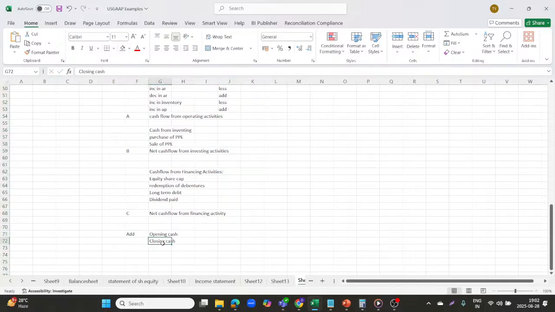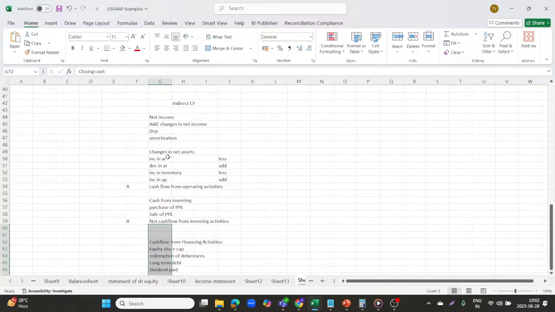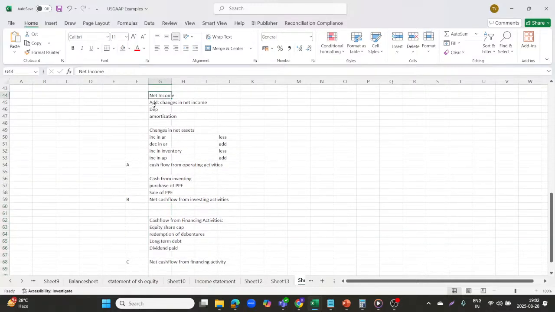So this is your pro forma that you have to show in the indirect method. It starts with the net income, add changes in the net income, then you will have changes in the net assets, that is the changes in the working capital. The sum total of these three will show you cash flow from operating activity. Then you have cash flow from investing activity.